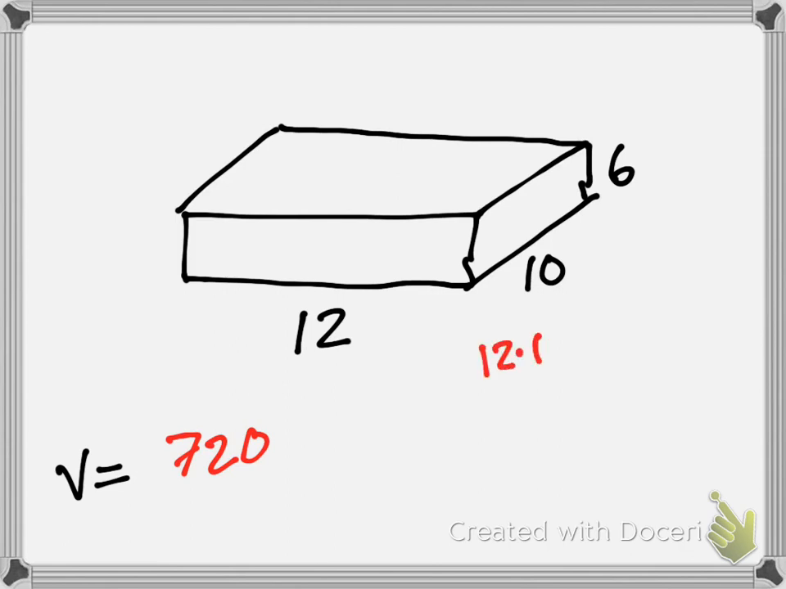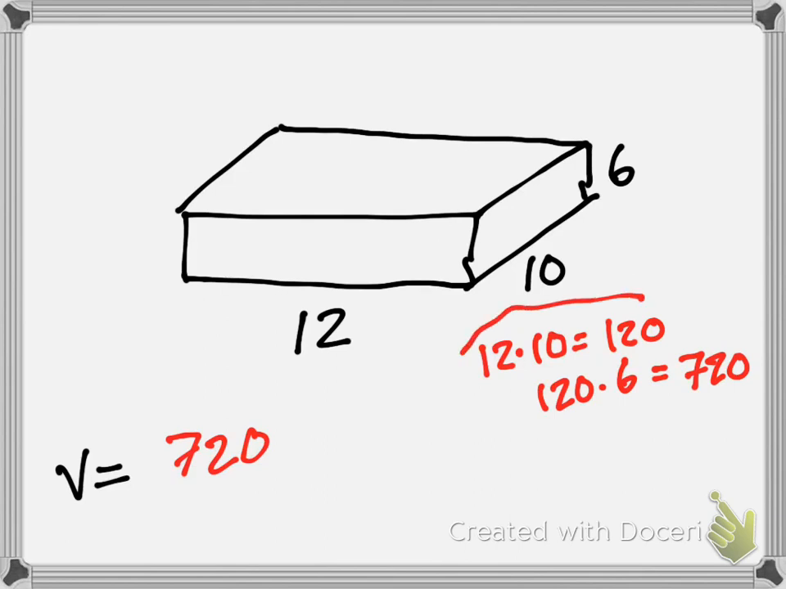Perfect. So you did 12 times 10, and then you got 120, right? And then you did 120 times 6. Is that 720? Excellent. So he broke it into pieces. First, he found his base, and then he multiplied it by his height to get the answer. Romario, did you do it a different way?